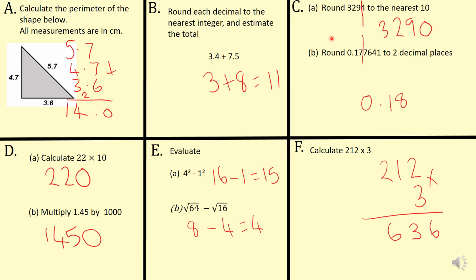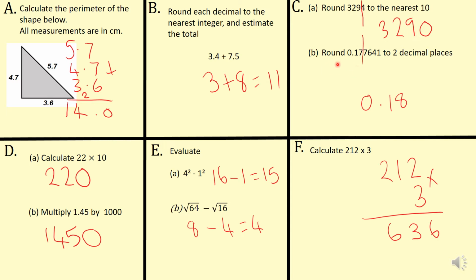Question number 3, you round into nearest 10. So you go to 10's column. You look the number after. Because it's less than 5, you keep these as it is. So 3 to 9, and then 4 change to 0.